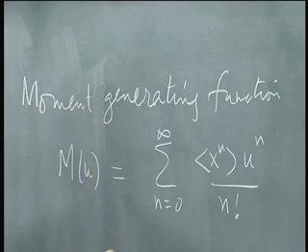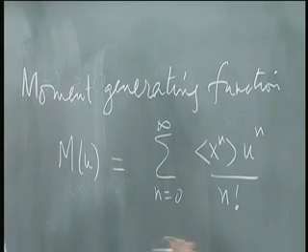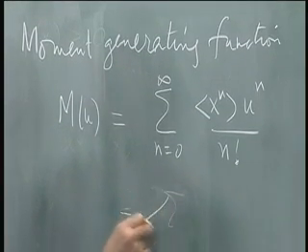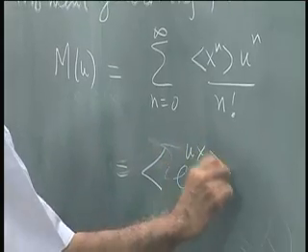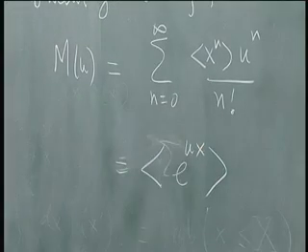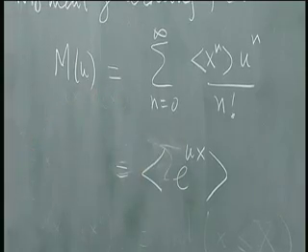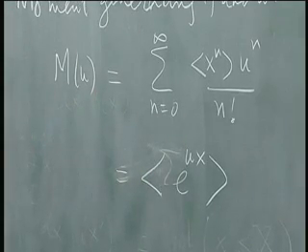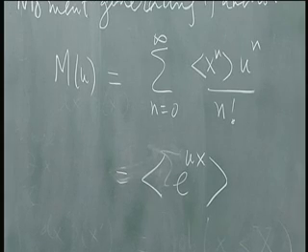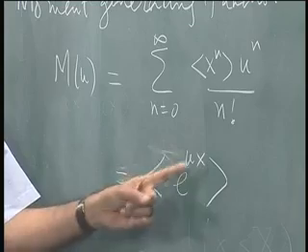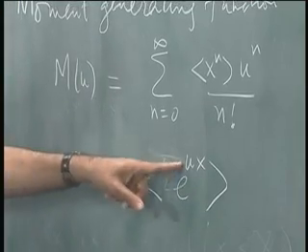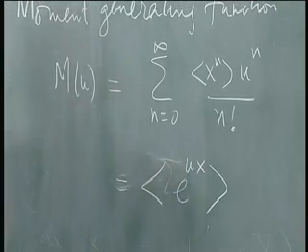So it is clear that this could also be written as equal to the average value of e to the power ux, because if I expand this term by term, the nth term is just u to the power n average x to the power n over n factorial. It looks like a sort of Fourier transform kind of thing, except you have got a u here. Well, you could also define the following.